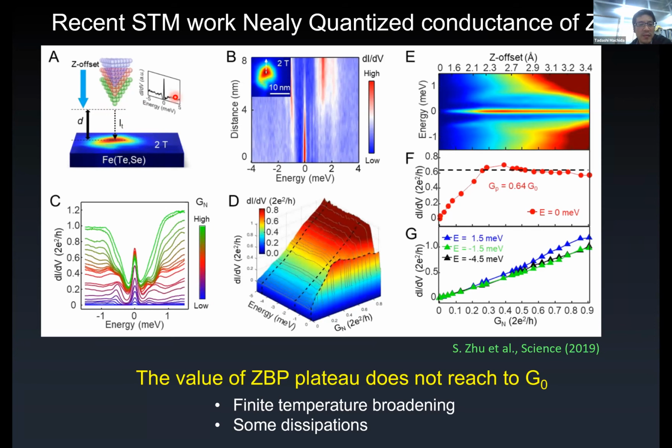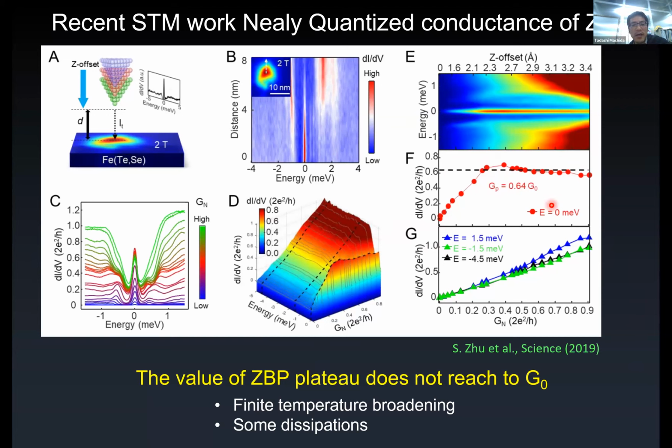This tip-sample distance dependence of the zero bias conductance has already been investigated around the vortex core of selenium-doped iron telluride, as shown in these papers, which come from the Professor Condensed group. They claim that the zero bias peak around the vortex core starts to saturate at a particular tunneling strength and then shows plateau-like behavior. According to these papers, this plateau-like behavior indicates that the observed zero energy peak originates from the Majorana zero mode.